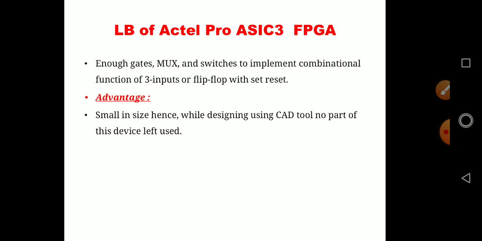Another example here is the LB, that is the logic block of the Actel ProASIC3 FPGA. As discussed earlier, there were 3-input lookup tables. To make the logic blocks fine grained, relatively complex functions are not required in such applications. Logic blocks of Actel ProASIC3 FPGAs consist of enough gates, multiplexers, and switches to implement a combinational function of 3 inputs or a flip-flop with set and reset function. So you see, they perform simpler functions.